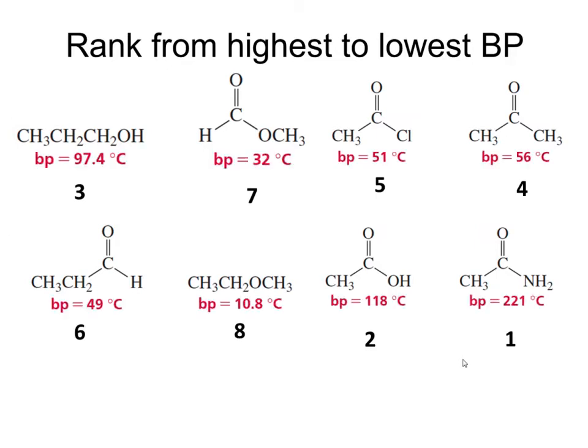Your esters are going to be surprisingly low, and then your ethers will be at the end. And here are your boiling points again. You can see 4, 5, and 6 really close. And so I would say that you need to make sure you're okay with alcohols, acids, and amides being the highest, while your other groups are all going to be pretty low.